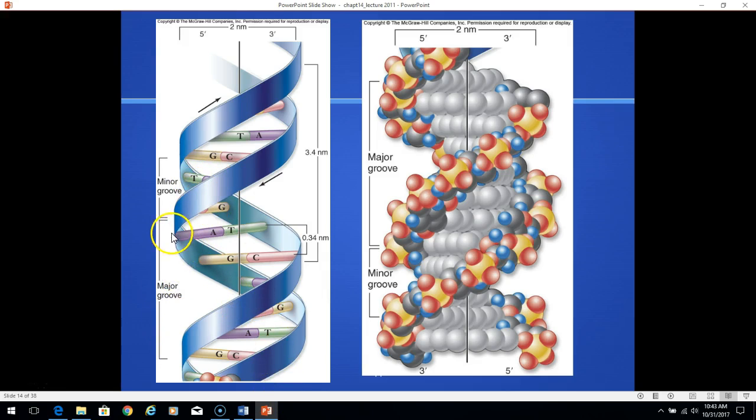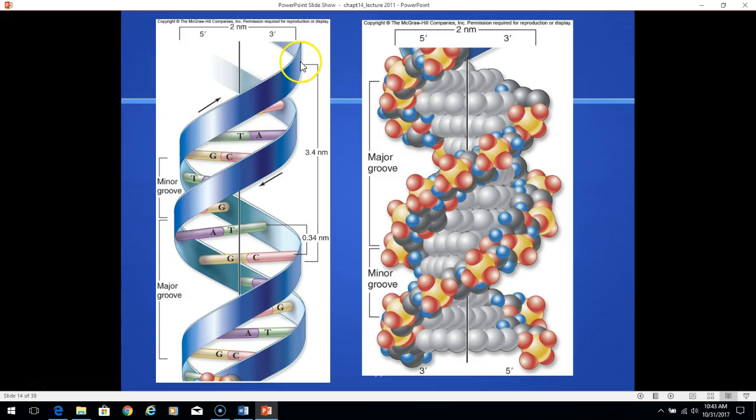We have what's called the major groove, which is the larger groove here in between as it spins, and a minor groove. And DNA is very, very geometrical. It's always 2 nanometers in diameter, and there's going to be a distance when it makes a complete turn.